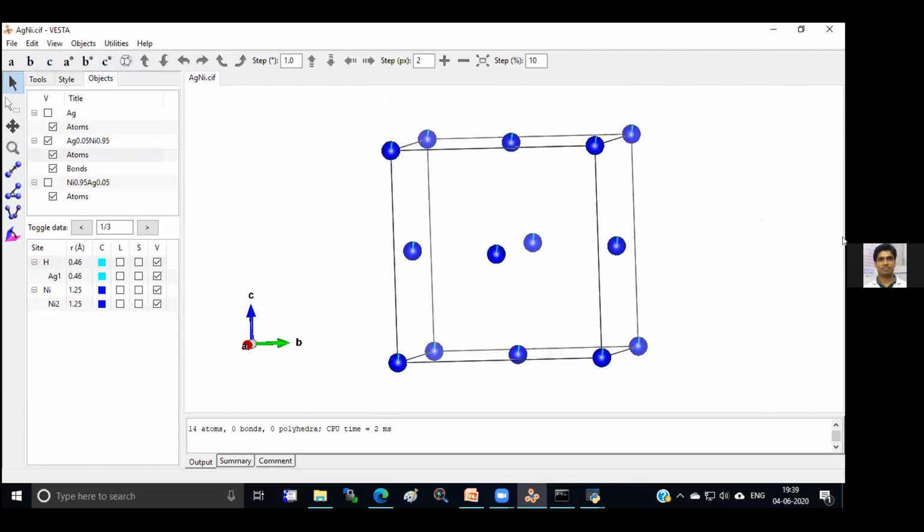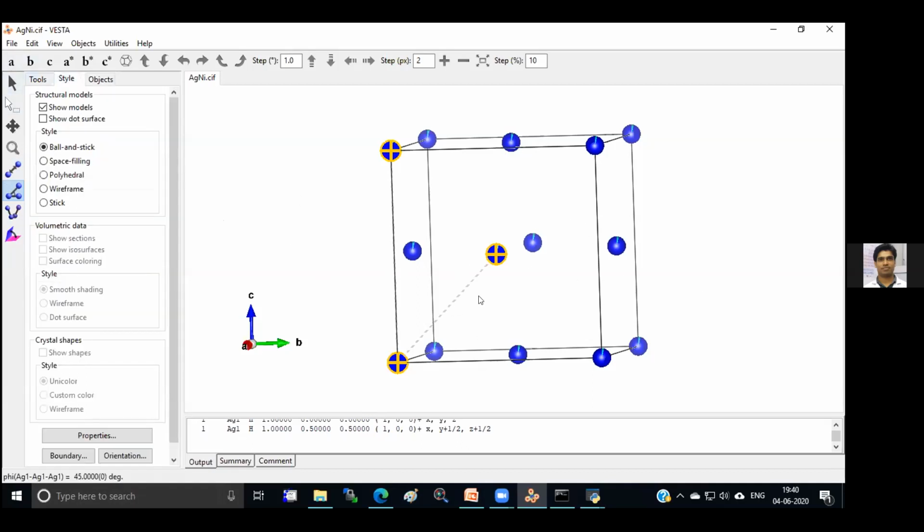You can measure the distance between two atoms from here by selecting the distance measuring tool. You have to click the first atom, then the next atom. You will get the result here, 4.08 angstrom. Or you can measure the angle among three atoms: first atom, second atom, and third atom. So this angle is 45 degrees.